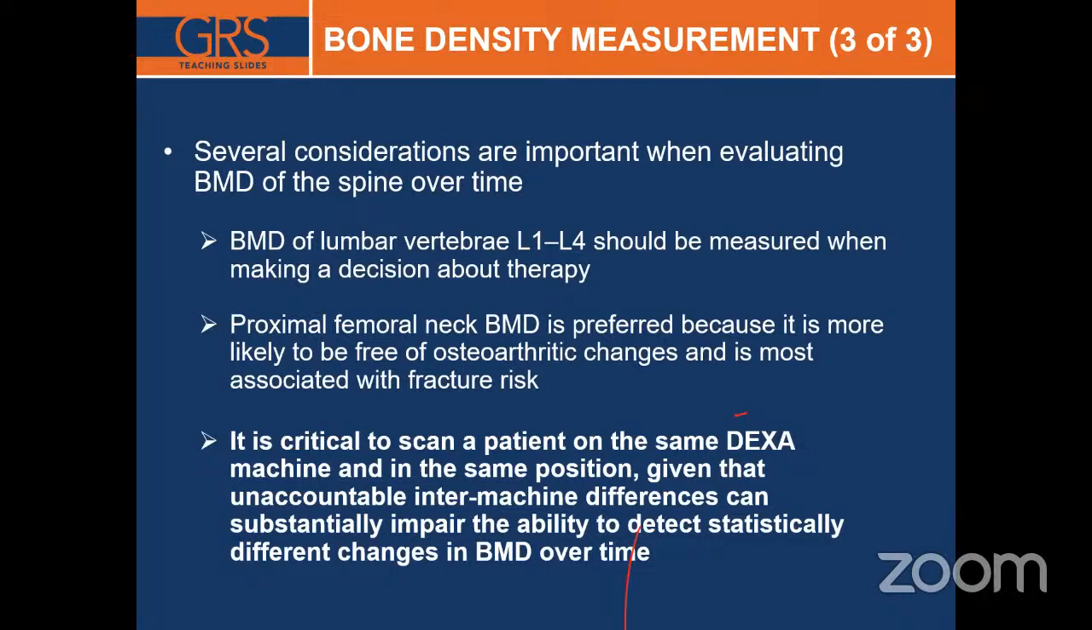It is critical to scan a patient on the same DEXA machine and in the same position, given that uncountable intermachine differences can substantially impair the ability to detect statistically different changes in the BMD over time. Vertebral, arterial, or lymph node calcification, any type of calcification, as well as any scoliosis, can falsely increase the bone mineral density of the anterior posterior spine DEXA.